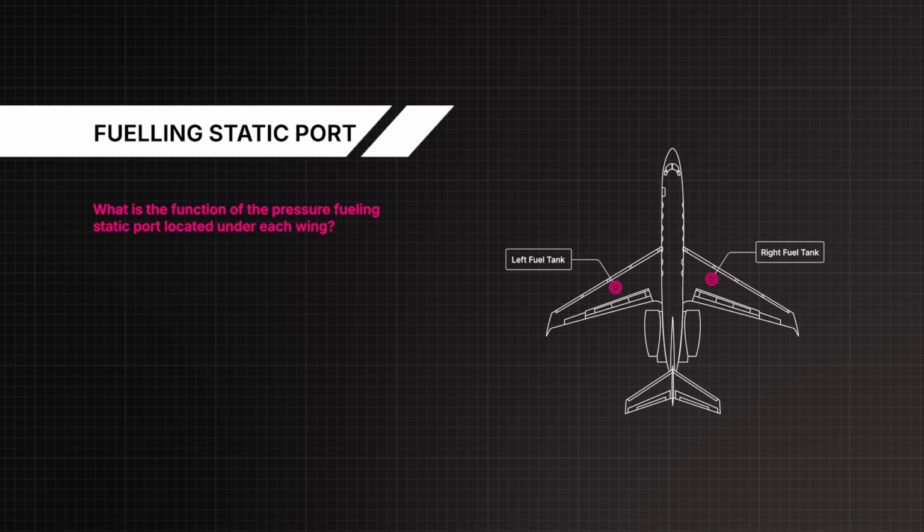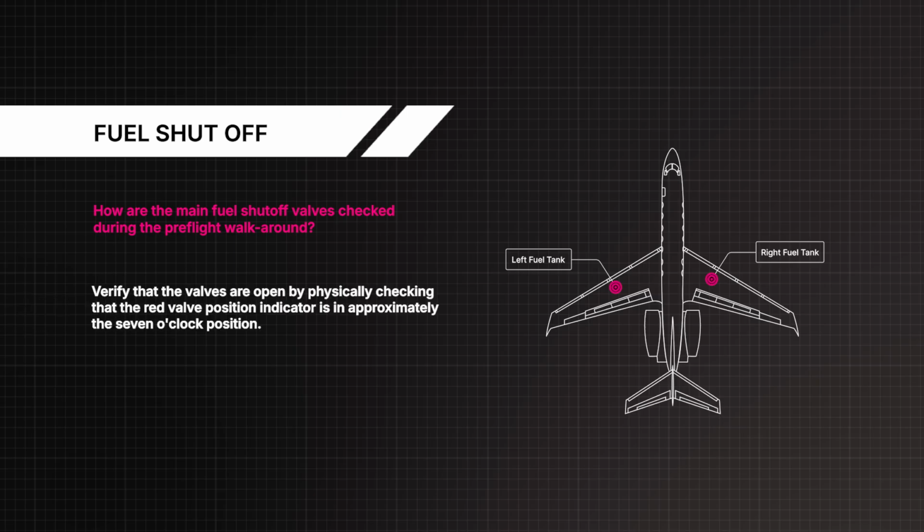What is the function of the pressure fueling static port located under each wing? It provides a reference pressure to prevent overpressurization of the wing during fueling operations. How are the main fuel shutoff valves checked during the pre-flight walkaround? Verify that the valves are open by physically checking that the red valve position indicator is in approximately the 7 o'clock position.